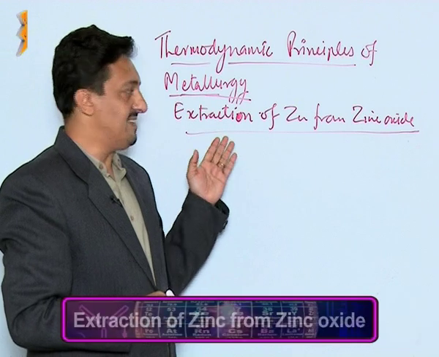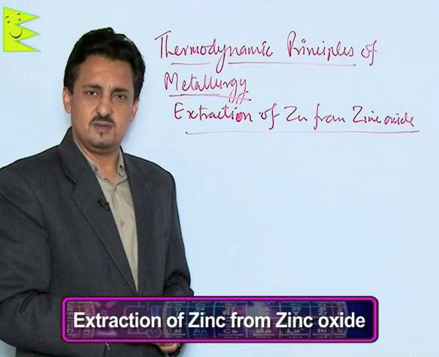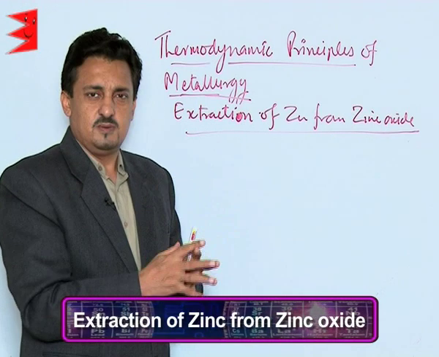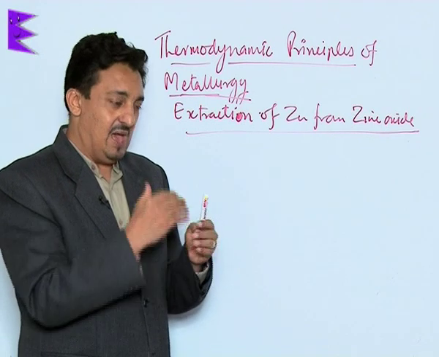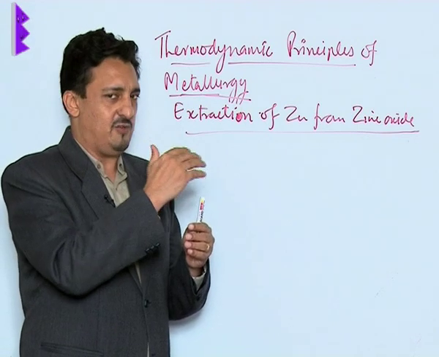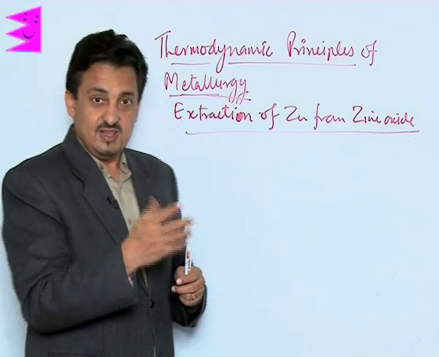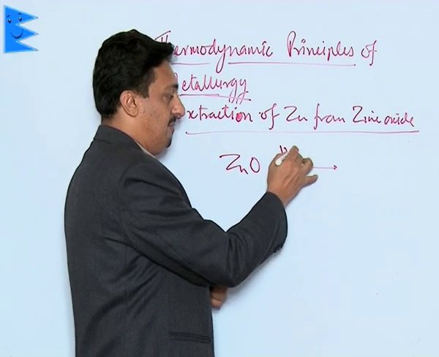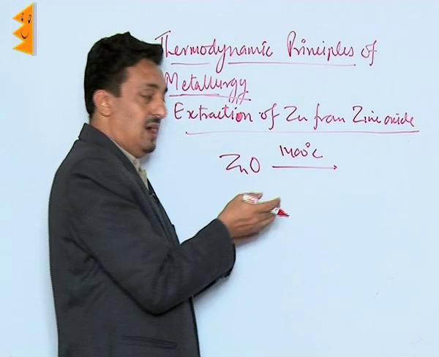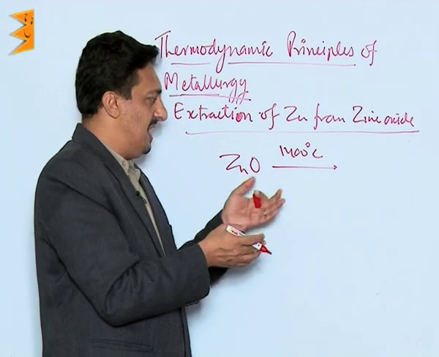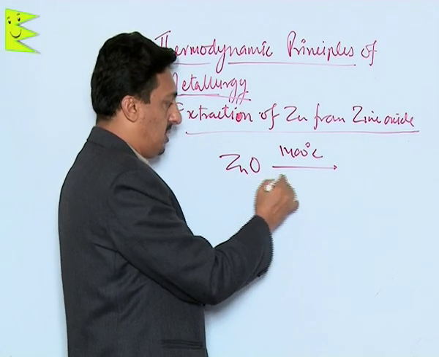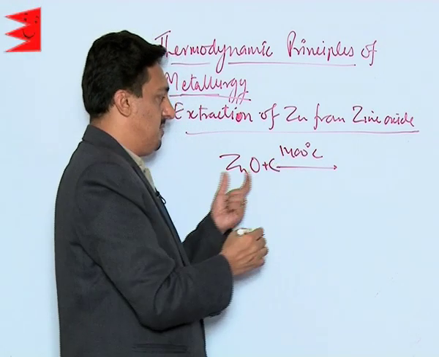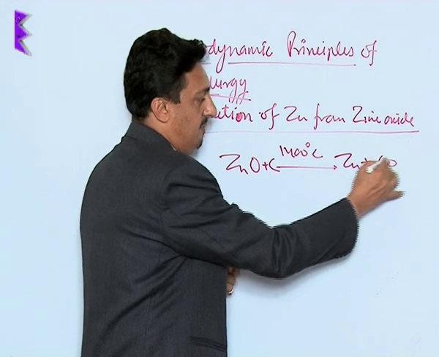Now let us understand the extraction of zinc from zinc oxide. Zinc oxide can be reduced to zinc by using coke, and this is mainly done at a fairly high temperature of around 1400 degrees Celsius. The main purpose of such a high temperature is that zinc is volatile, so when heated with coke at this temperature, it gets directly reduced to zinc and carbon monoxide.